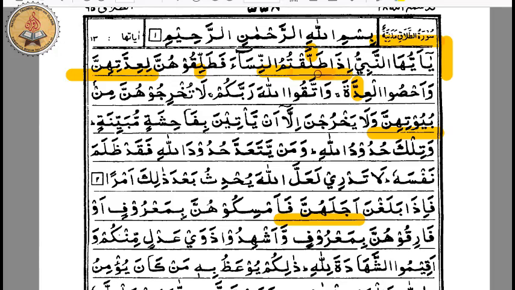إذا طلق. Excellent, well done. إذا طلقتم. So now you're going to join the two words together. So إذا طلقتم النساء. So this time you've got a noon with a shadda, and you're producing a nasal sound when you're joining these. So you have to remember two things.